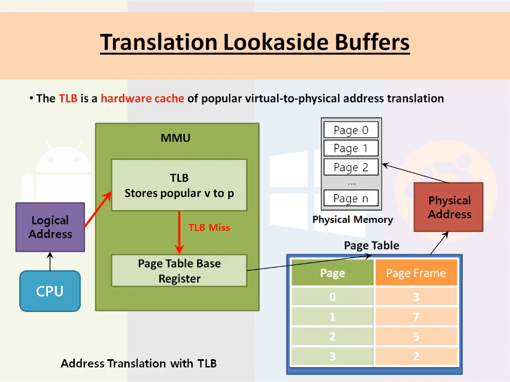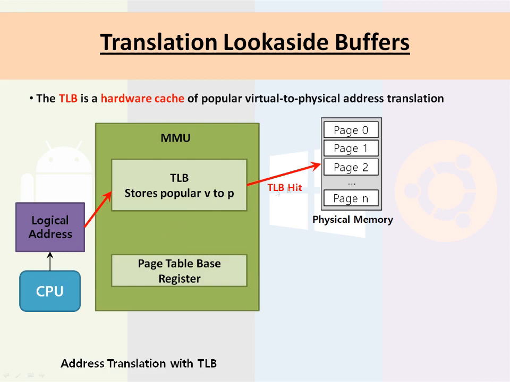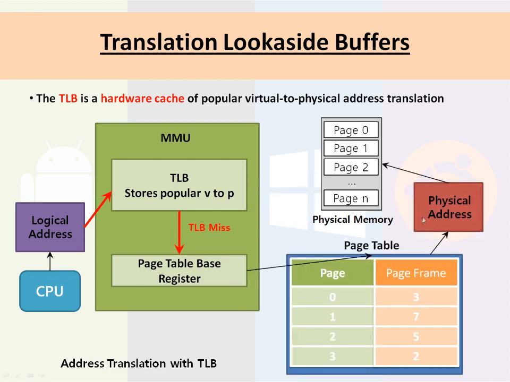So now we have two cases, right? We have the hit or miss, and obviously when we hit, it's a lot quicker because we just directly access the memory, whereas if we miss, we have to go through all of this other process of jumping between the register to the table to the physical address and then to the actual physical memory.